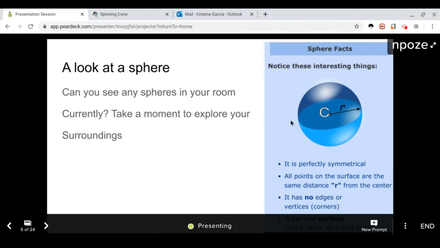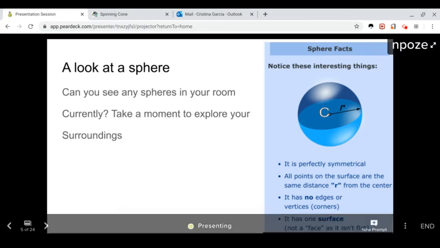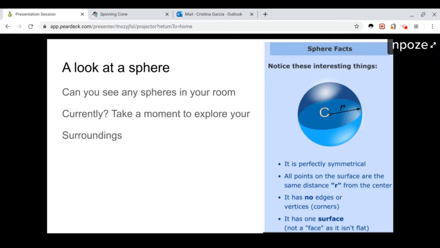Here's just some facts about it. It's perfectly symmetrical. All the points on the surface are at the same distance from the center. It has no edges or vertices. It has one surface. It's not a face, as it isn't flat.